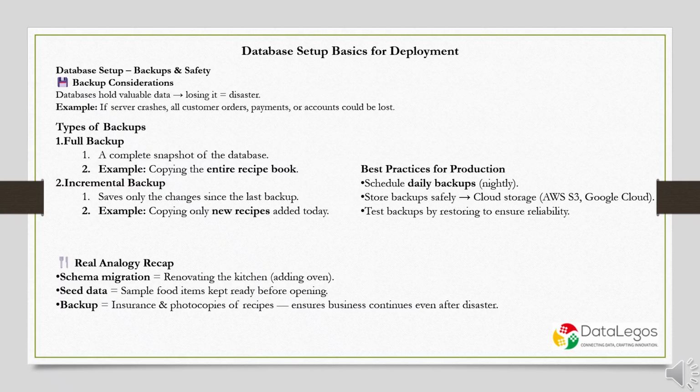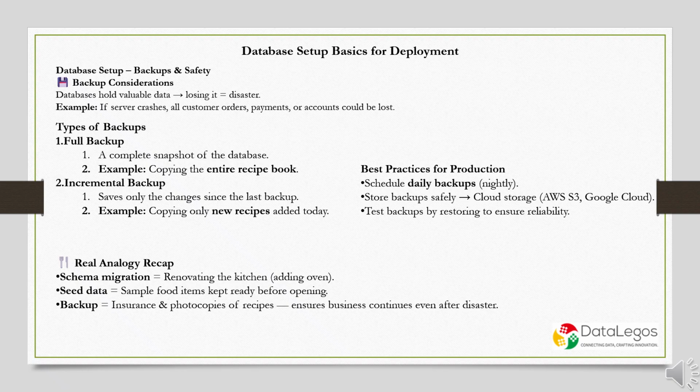Best practices for production. Schedule daily, nightly backups. Store backups safely in the cloud, for example AWS S3 or Google Cloud. Test your backups by restoring them, so you know they actually work.